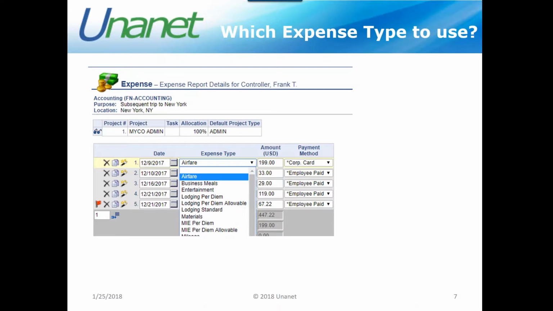But maybe you have a lot of things available to you, and you wonder which one you should be picking. So I want to give you a little bit of an example of how we might make a determination of which one to use.